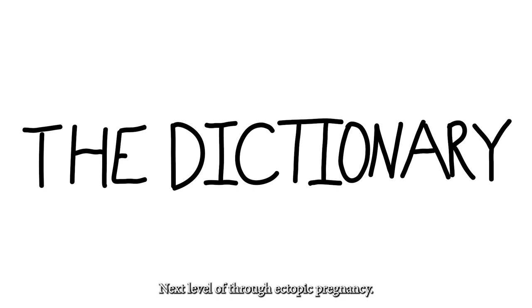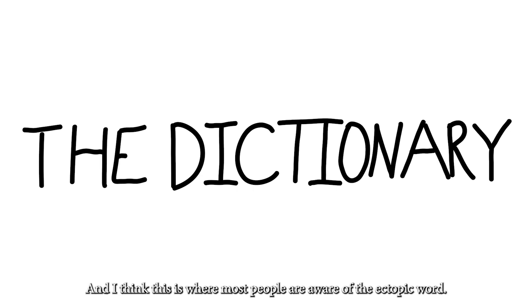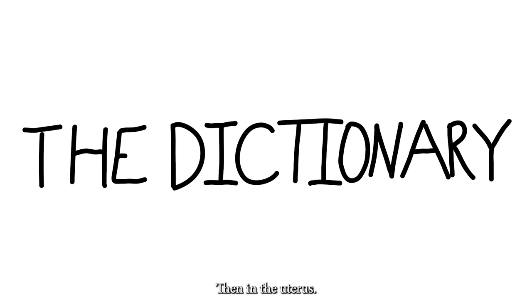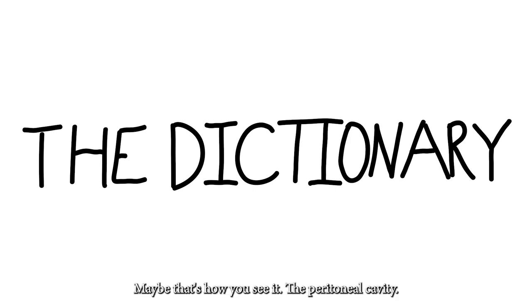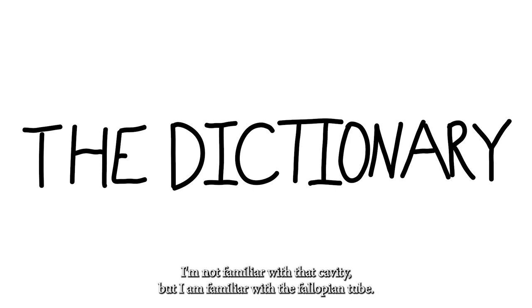Ectopic pregnancy. And I think this is where most people are aware of the ectopic word. This is a noun from 1895. A development of a fertilized egg elsewhere than in the uterus. And examples of that would be in the fallopian tube or the peritoneal cavity. Peritoneal. Maybe that's how you say it. Peritoneal cavity. I am not familiar with that cavity, but I am familiar with the fallopian tube.